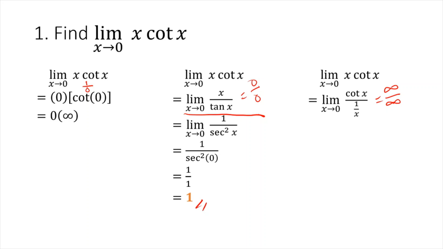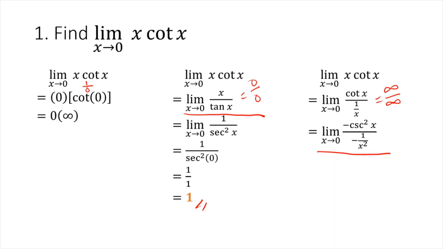Now let's try if the second option will lead us to an easier solution or will it lead to a more complicated solution. So let's try again L'Hopital's rule, this time for the second option. Derivative of cotangent of x with respect to x, that's negative cosecant squared of x, right? And then derivative of 1 over x with respect to x, it's negative 1 over x squared. So at this point, we can clearly see that the solution becomes more complicated, right?